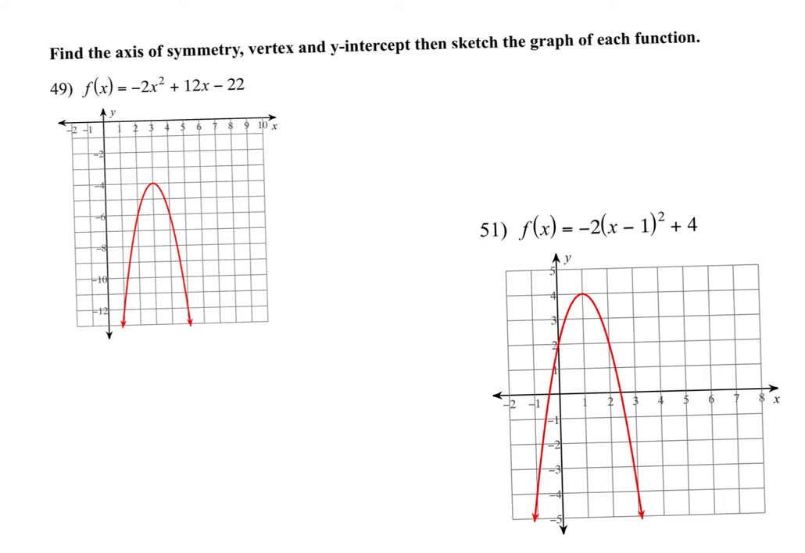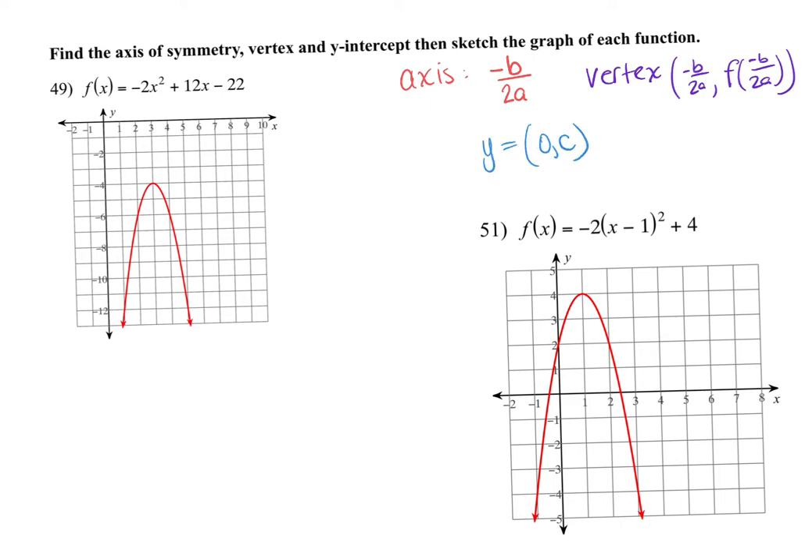So for standard form, your axis of symmetry is going to be what? Negative what? B over 2a, right? Negative b over 2a. And then to find the vertex, we're going to take that guy. That will be my x point, negative b over 2a. And I'm going to plug that guy in, f of negative b over 2a. That will be my y value of my vertex. And then my y-intercept's really easy. That's just 0, c. Okay?